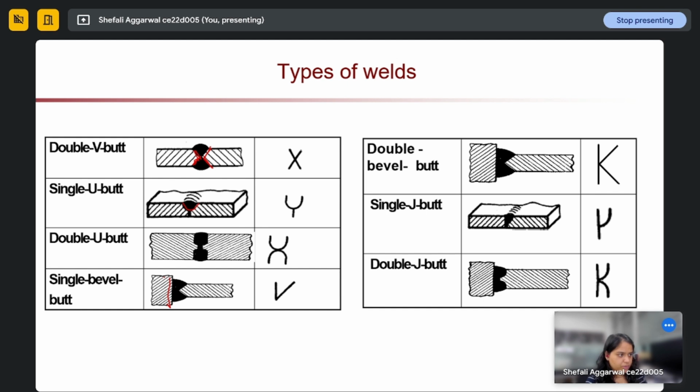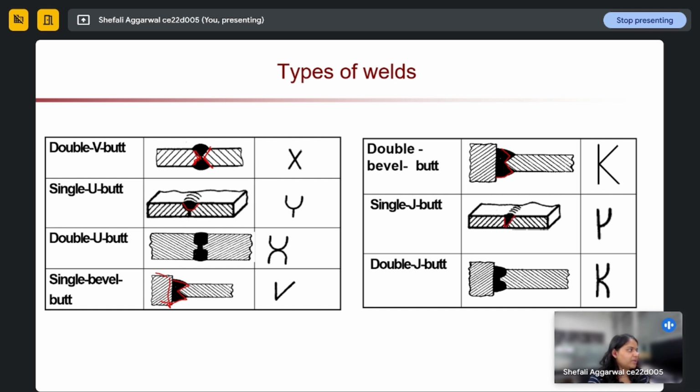So one big plate is there and another plate is there. In this case, two plates are of different size, and we are filling it with this type of weld, and that's why we call it a single bevel butt weld. And in double bevel butt weld, we are filling both sides. They look the same only. I think that figure is wrong. We'll look into it. And this is J butt weld.